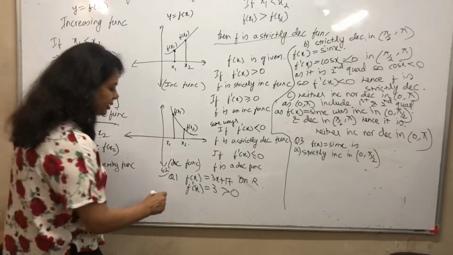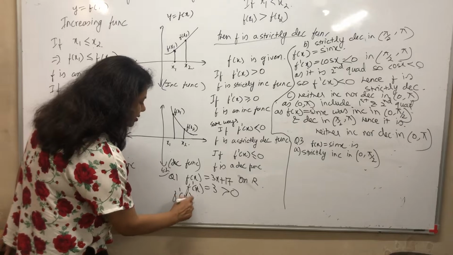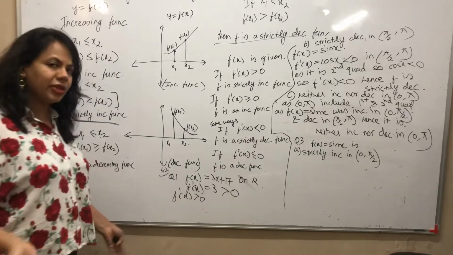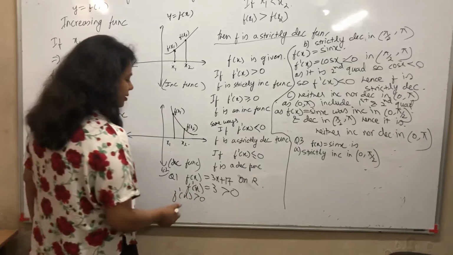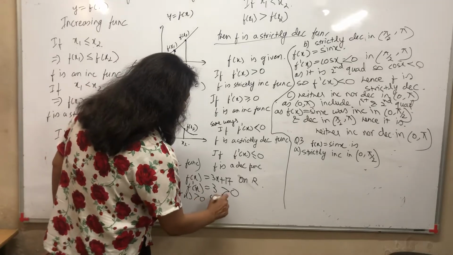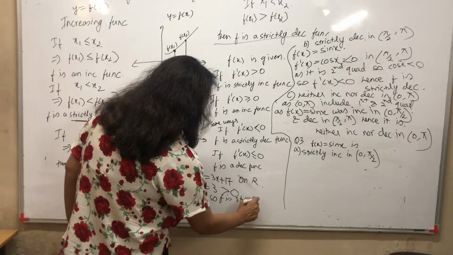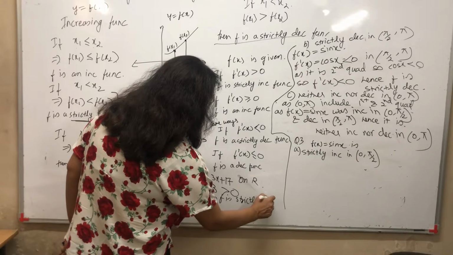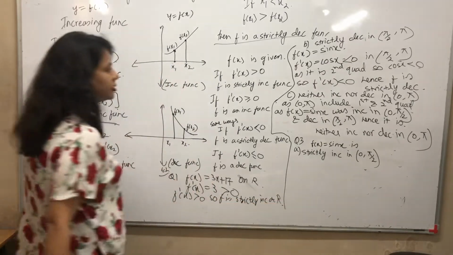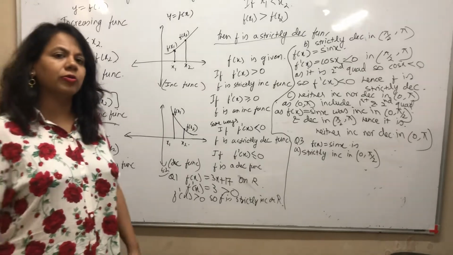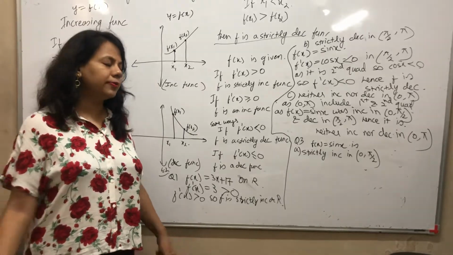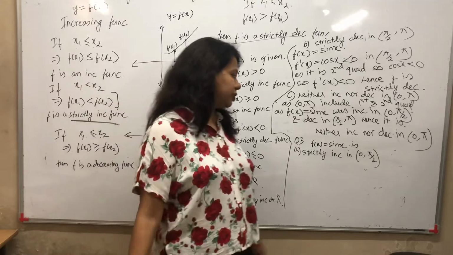3, which is greater than 0. So f'(x) is greater than 0. 3 is always greater than 0. So f is strictly increasing. It would always be greater than 0, so that is why it is strictly increasing on R, on the set of real numbers. Suppose now I take up question 3.